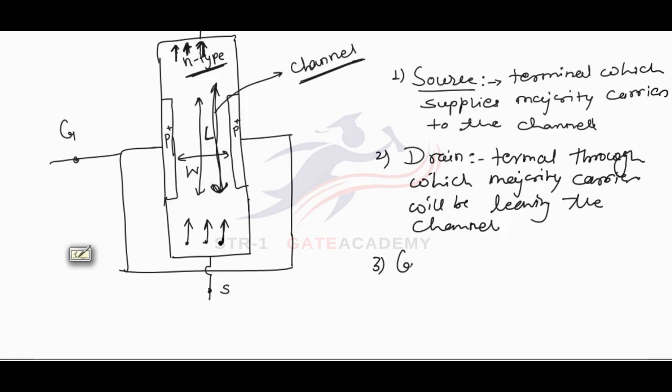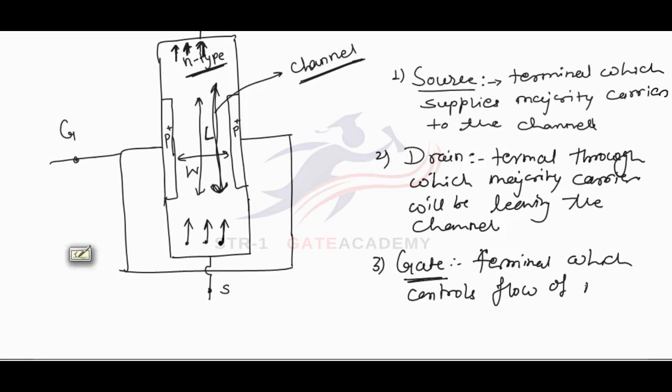The third terminal is the gate terminal. Gate is the terminal which controls the flow of majority carriers from source to drain. So this gate terminal will be controlling the charge carrier flow from source to drain. Now we will see the operation of JFET.